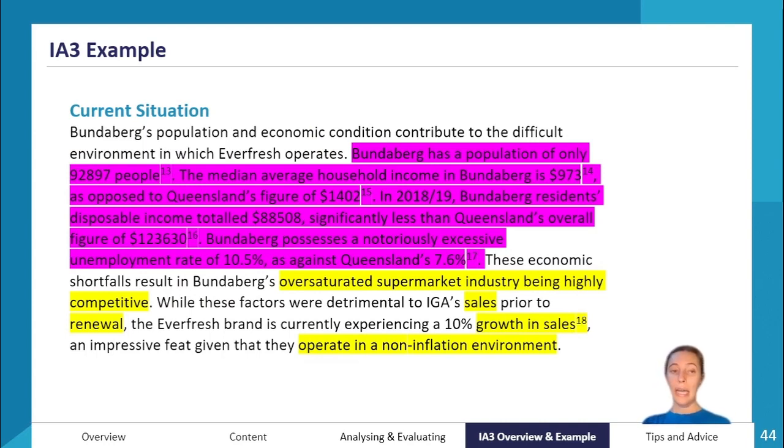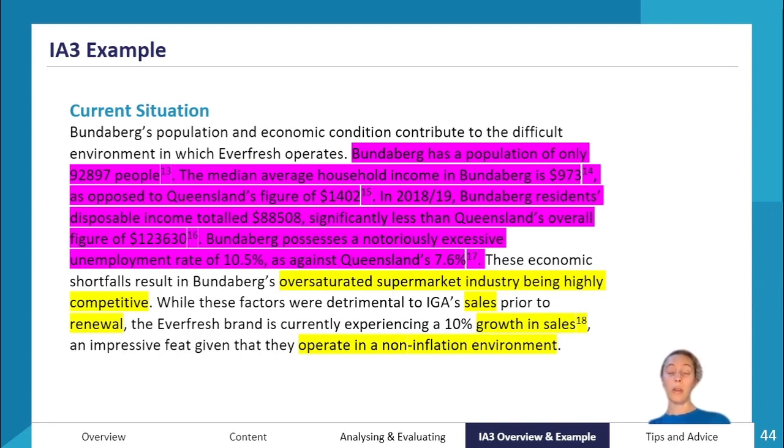The current situation again, so this is, as you can see, quite a long section that you need to go into. It, of course, is going to vary depending on the information that you have at your disposal and the particular business that you're looking at. So here we're going into some more depth with the sort of demographics and those sorts of things with the location. So population of Bundaberg and comparison between that and Queensland.